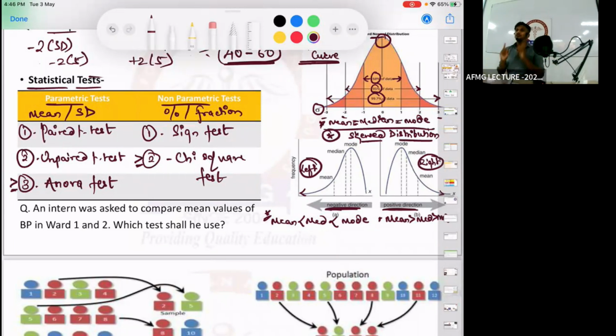Mean of standard deviation in one group: paired student t-test. Mean of standard deviation in two groups: unpaired student t-test. Mean of standard deviation in three or more groups. Percentage of fraction in one group. Percentage of fraction in two or more groups: chi-square test. No issues with this now. Done.